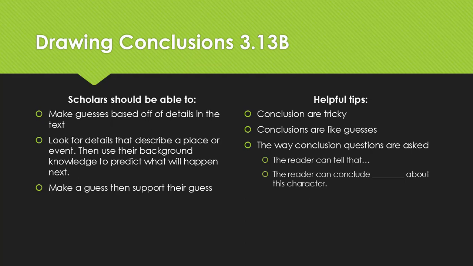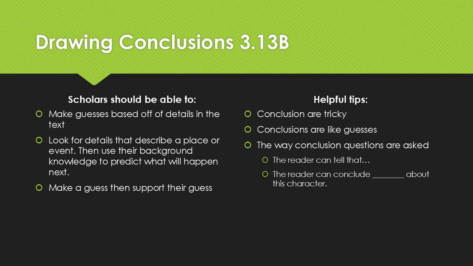The next TEK that we'll be looking at is drawing conclusions, TEK 3.13B. Scholars need to be able to make guesses based off details in a text. When looking for details that describe a place or an event, they have to be able to use their background knowledge to predict what will happen next. A conclusion is literally a guess of what's to come. I tell my scholars, make a guess, then support your guess. Make a guess, support your guess. Draw a conclusion, and then you have to support your conclusion.